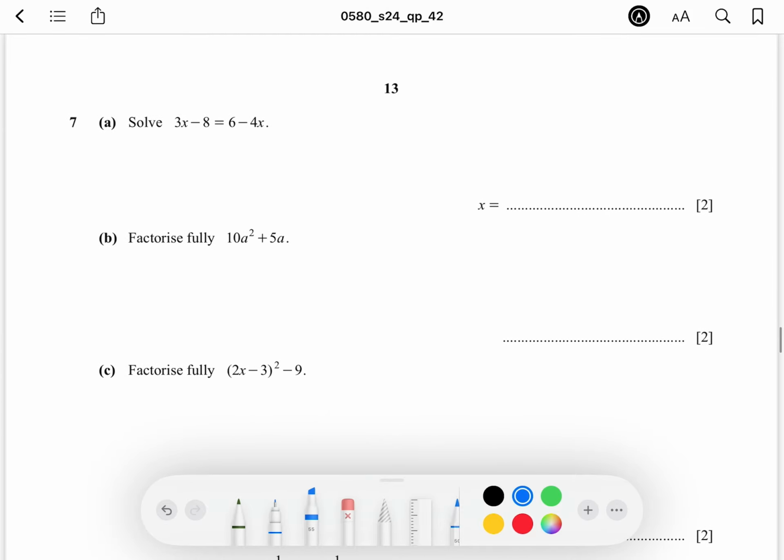Ni tutup mata pun boleh ni. Tadi laju-laju je lah. Okay, 3x minus 8 equals to 6 minus 4x. The question is asking for finding the value of x. You can add both sides with 4x. You can plus 8 both sides. And then divide both sides by 7. And you get x equals to? Ni confident. Besar sorang.